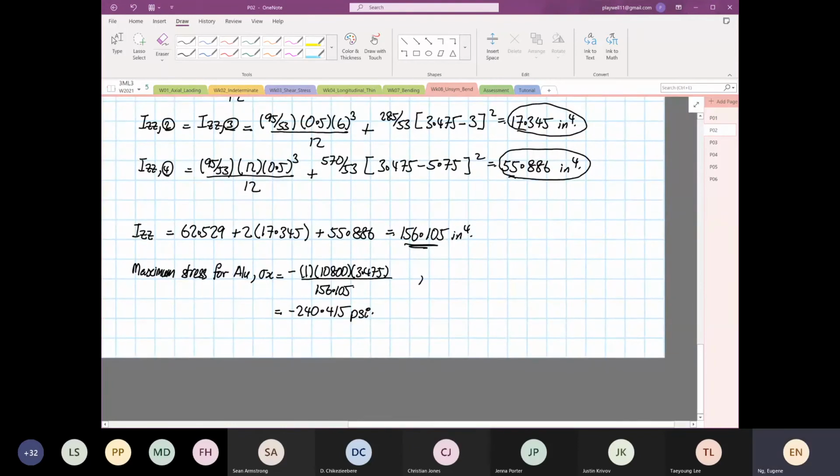Now we're going to calculate for Kevlar. It's also going to be compression, so we put in the minus sign: 95 over 53, times 10800, and this is still the same 3.475, divided by the second moment of area, 156.105. So this is equal to minus 430.933 psi. There you go, these are your answers.